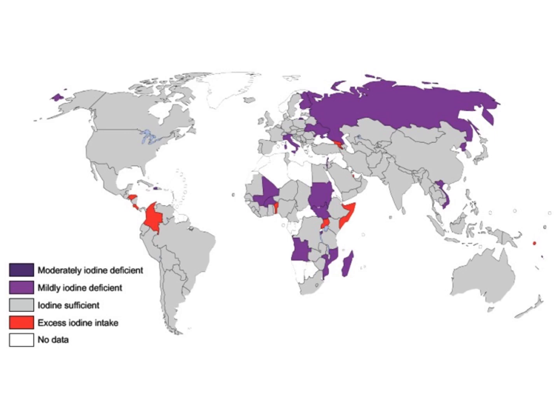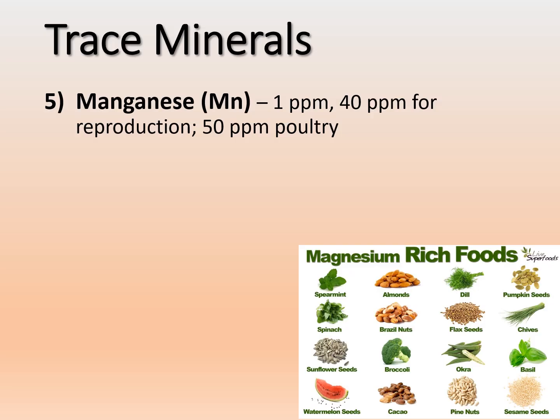So here's just a world map showing what parts of the world have some iodine deficiency in the soil, or maybe even excess iodine. So just kind of an interesting thought. And these are areas where you can see this goiter development, either from a deficiency or toxicity.